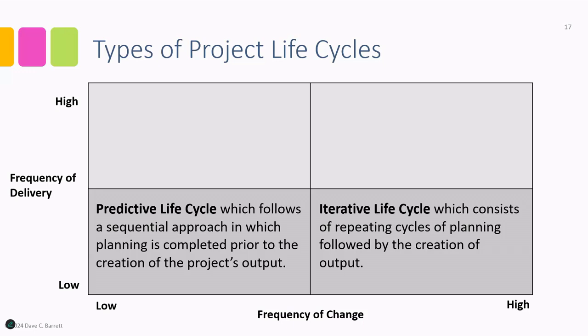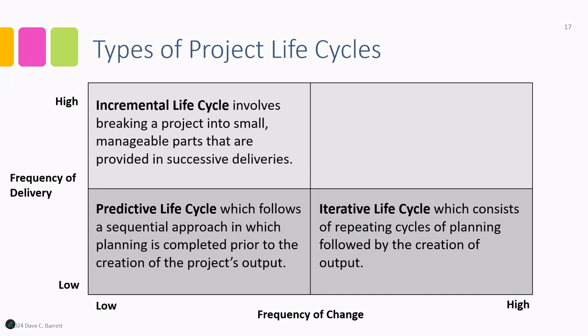Okay, the upper left is the incremental life cycle, which involves breaking a project into small manageable parts that are provided in successive deliveries. So it's basically just taking a project and dividing it up into smaller parts where the planning may be done up front, but then the deliverables are moved out at various points. And again, this may be most appropriate when you have a lower frequency of change anticipated, but a higher need for frequency of delivery. This is where you use an incremental life cycle. And this is another example of a type of hybrid project management.